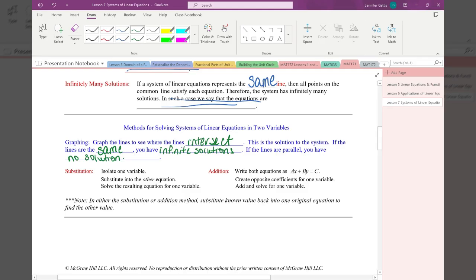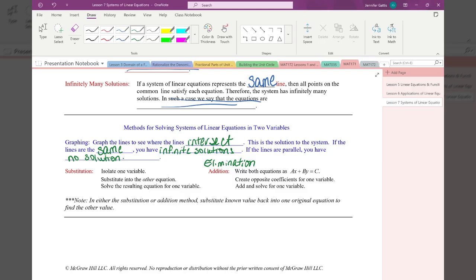The ones that we do use are substitution and elimination, or addition. I like to call addition elimination, because you're eliminating one of the variables.